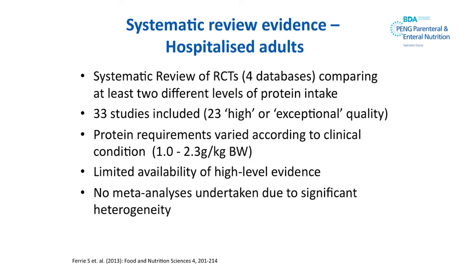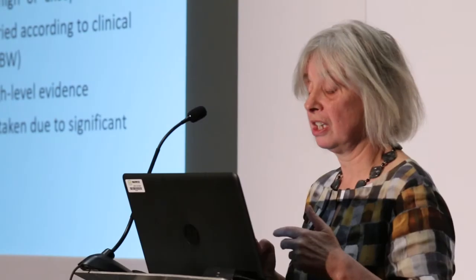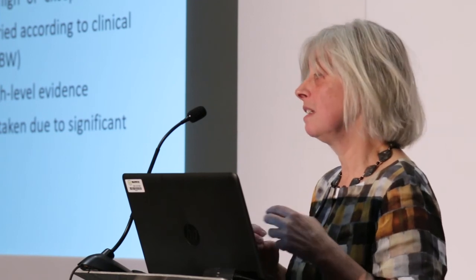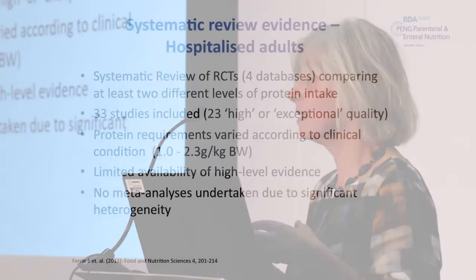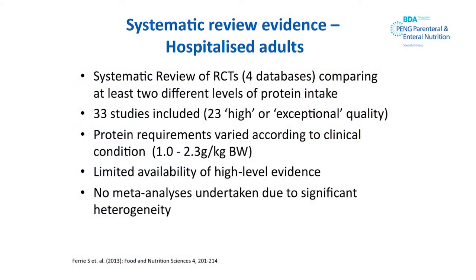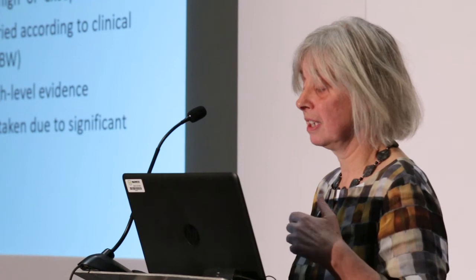So there's a systematic review by Ferry that was done in 2013 where they looked at 4 databases, but they were comparing 2 different energy protein provisions in randomized controlled trials because they were trying to find out whether a higher protein provision is better than a standard protein provision. And they were looking at what protein requirements, how they varied by clinical condition. But they didn't find enough evidence to be able to do a meta-analysis, because the literature was very variable and didn't present results in the same way, similar to what we found for energy. So their conclusion was there was very limited availability of high-level evidence, and I suspect we might find that as we go through the guidelines.